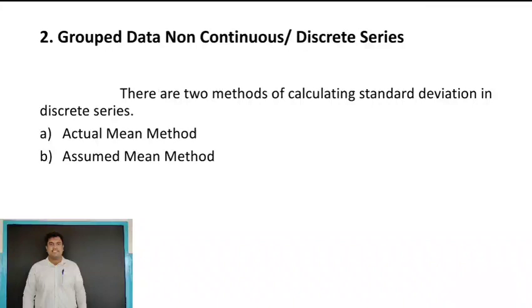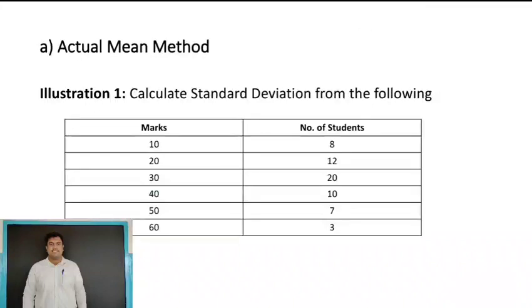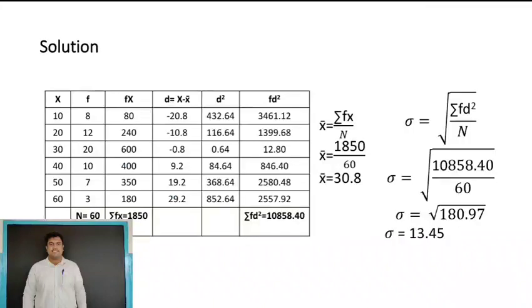So under discrete series there are two methods. One is based on deviations taken from actual mean and assumed mean. So let us understand this illustration. Calculate standard deviation where they have given marks and number of students. Marks will be considered as x and number of students as f.